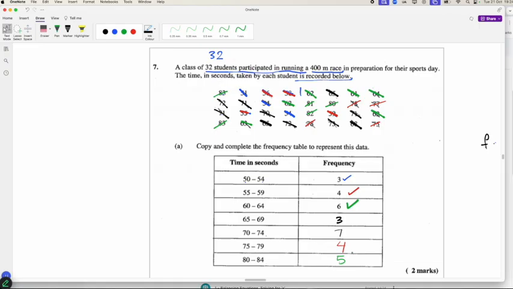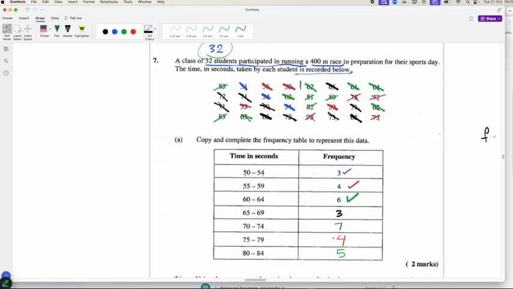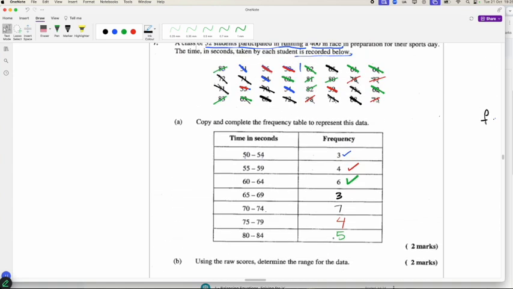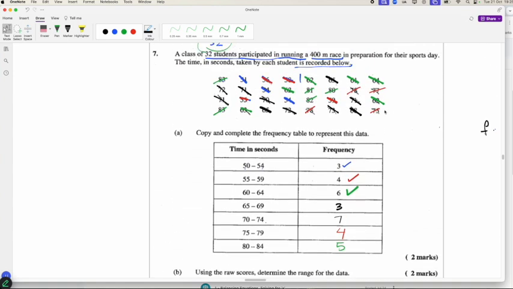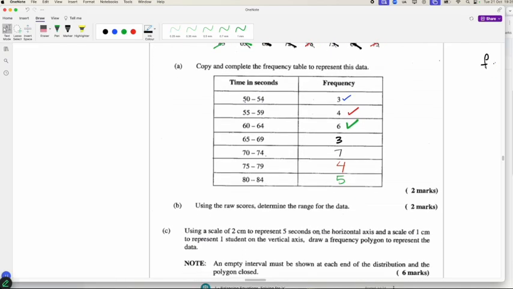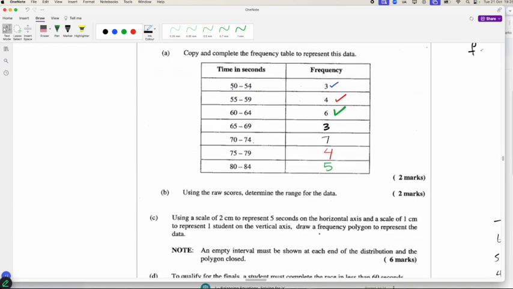Now let's see if we got it correct because it's 32 students in all. If I add up all this, I'm supposed to get 32, right? So 3 plus 4 plus 6 plus 3 plus 7 plus 4 plus 5 is 32. So once we get 32, we should be confident that we did that okay. You could see that we got raw data and we had to analyze the raw data to put it in a frequency distribution as a grouped frequency distribution.